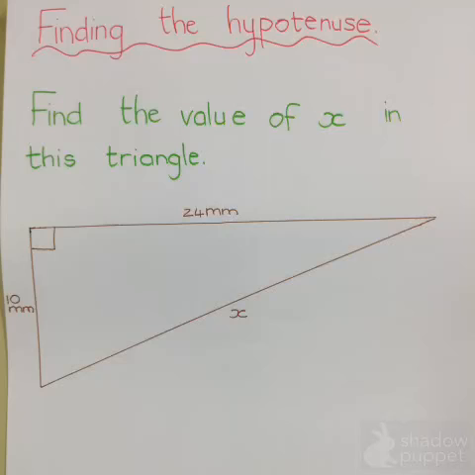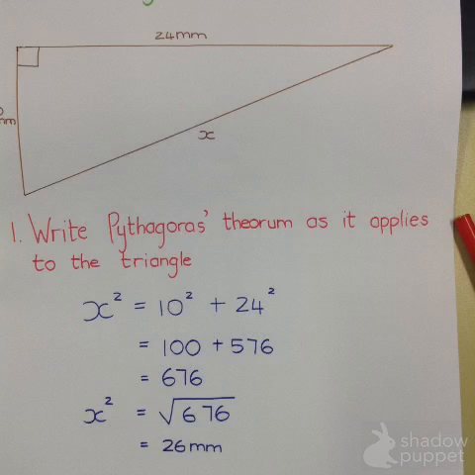Hi guys, so today we're looking at finding the hypotenuse. Remember that was the longest side. If you have a look at this question, it says find the value of x in this triangle. You've got the 24 millimeters, you've got the 10 millimeters, and now you have to find x.